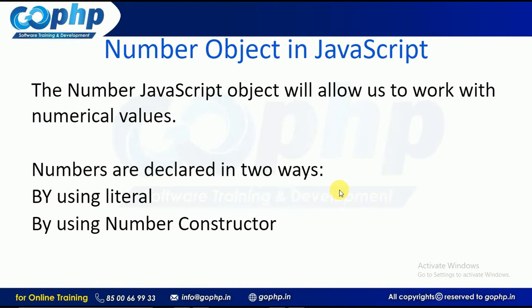Hello everyone. In this session we are going to discuss the number object in JavaScript. The number object in JavaScript allows us to work with numerical values. Generally, we define numbers in JavaScript by using the var keyword, where we can assign some x equal to some value.